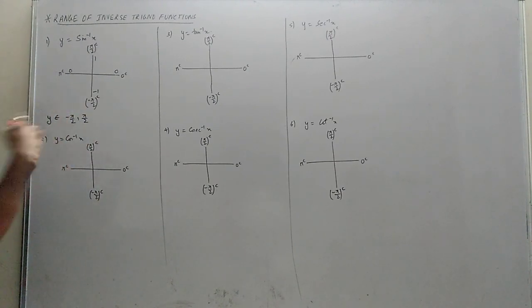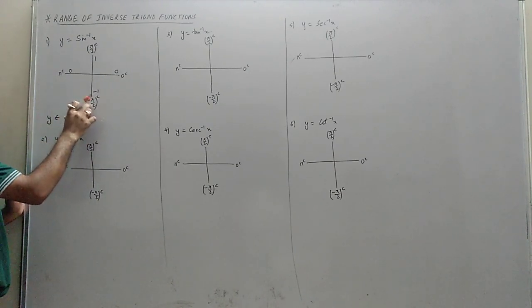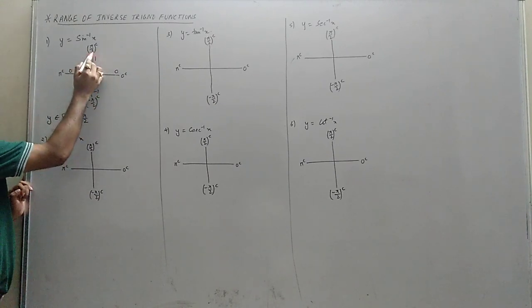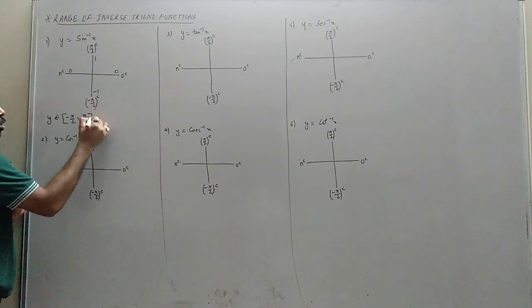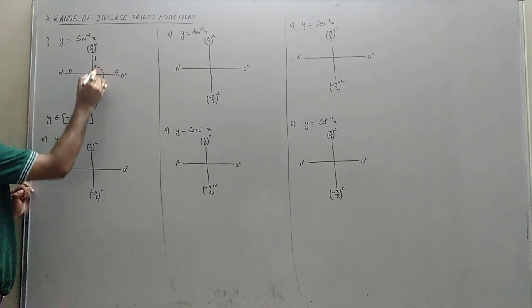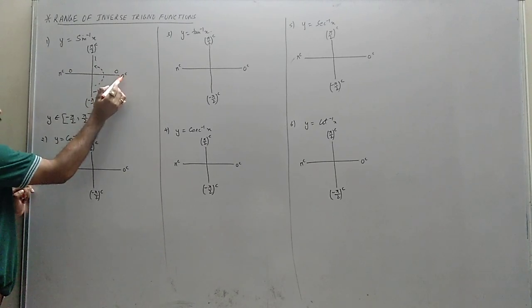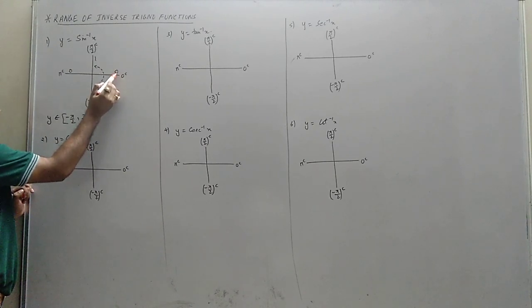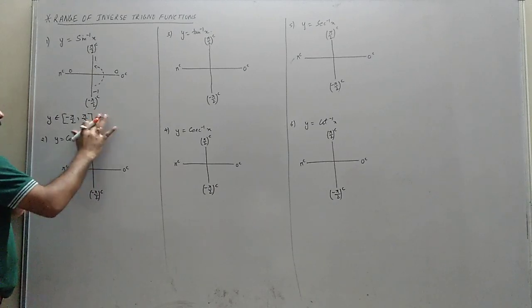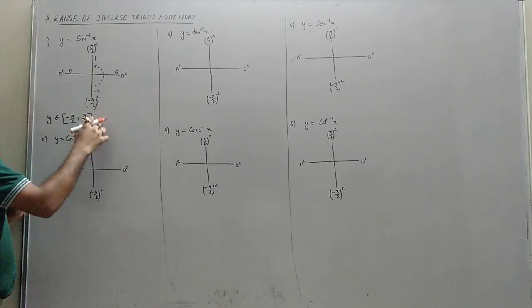Now listen carefully about the brackets. At minus pi by 2, minus 1 is a finite value, so close bracket. At pi by 2, 1 is a finite value, close bracket. Now between these two, what do we have? We have 0 radian, and in 0 radian the answer is 0. 0 is also finite, so nothing is written. Okay, you will come across this part later on. Here there will be nothing.